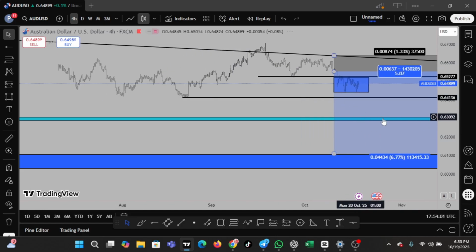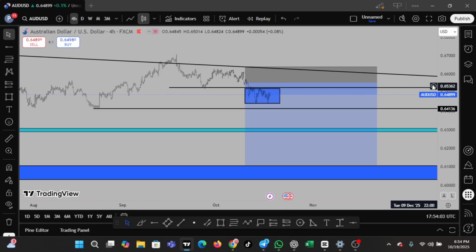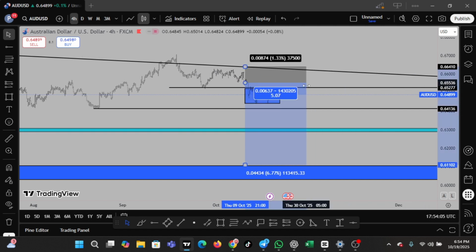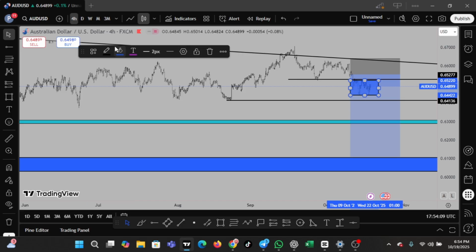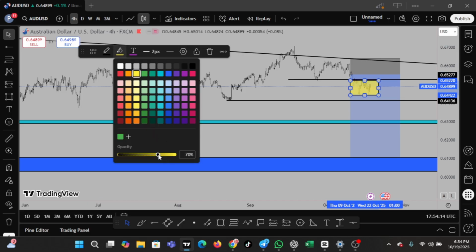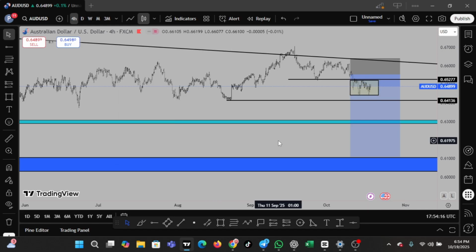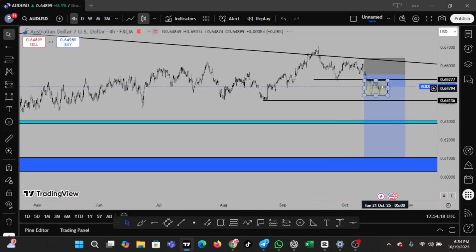So my first level target is going to be this blue bar. I'm expecting the market to still go more bearish on AUD USD. Let me just change that color, make it lighter. Okay, so I'm expecting more downward movements.